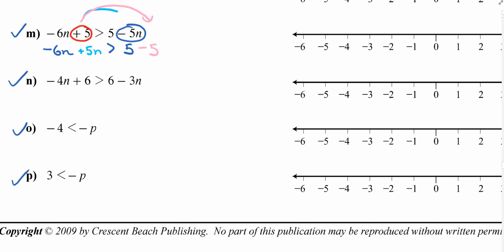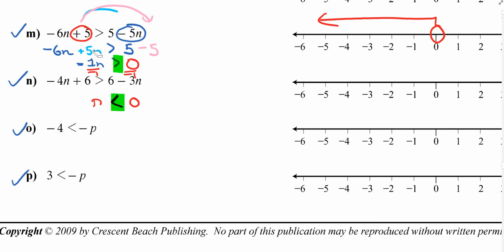Okay, so let's just continue on the left-hand side here. So negative 6n plus 5n is negative 1n. And that's going to be greater than, well, 5 minus 5 is going to be 0. And then I can divide both sides by negative 1. If I divide both sides by negative 1, I get n and 0. And since I'm dividing by a negative sign, you need to flip the sign here, okay? So n is less than 0. Well, here's 0, and if I'm less than 0, you just shade to the left-hand side.